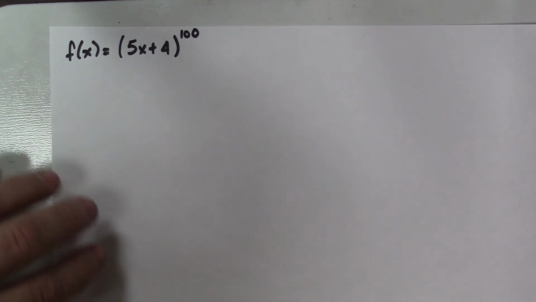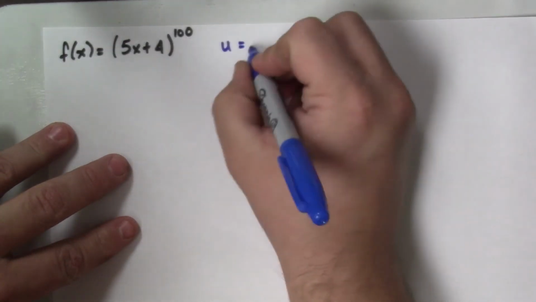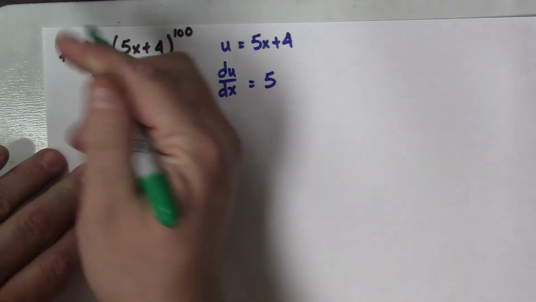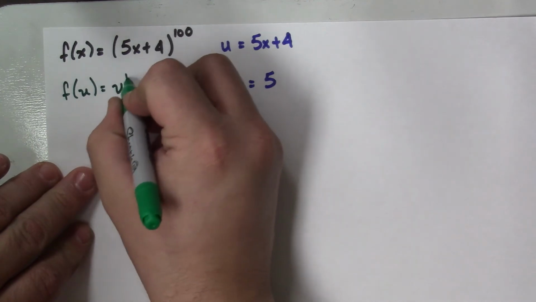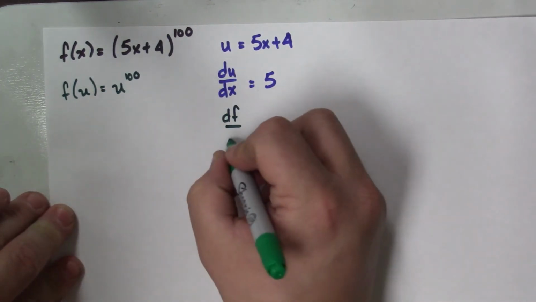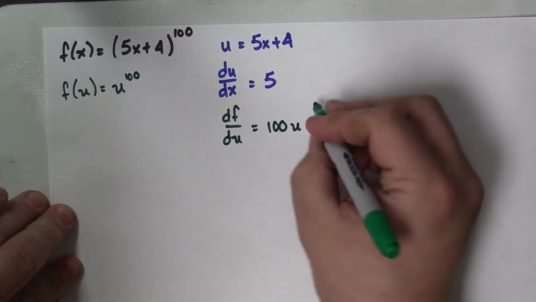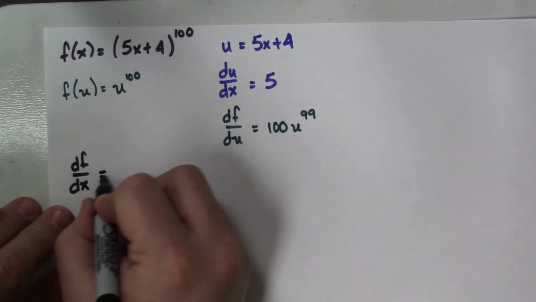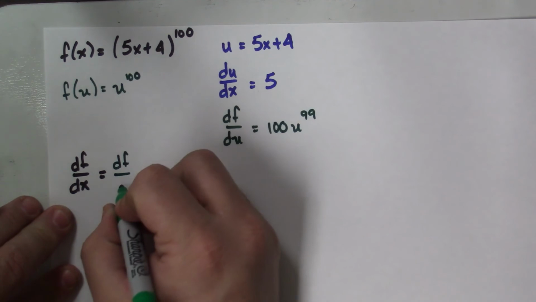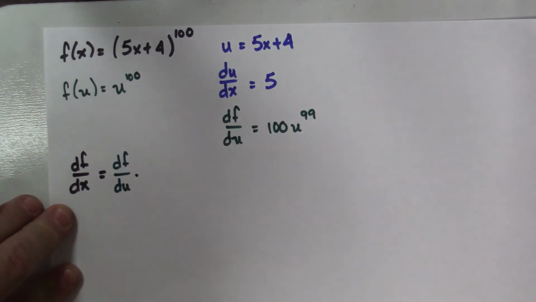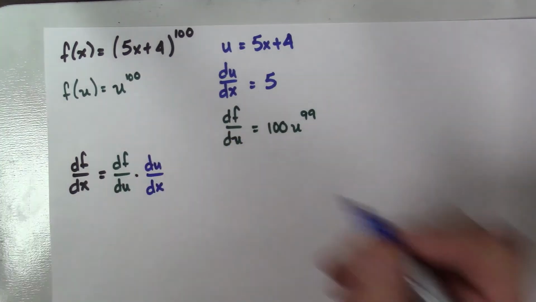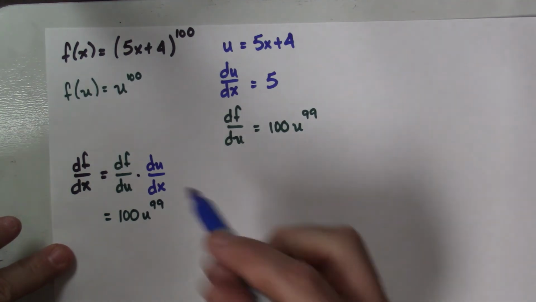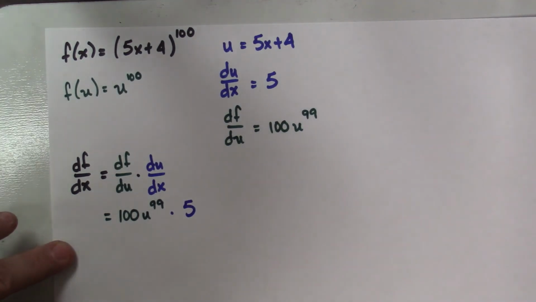But, just like I did before, u equals 5x plus 4, which means that du dx, again, is 5. F of u is u to the 100, which means that df du is 100u to the 99 power. And I just go back in and plug in stuff, so I've got df dx is df du times du dx. Well, df du is 100u to the 99. Du dx is 5.